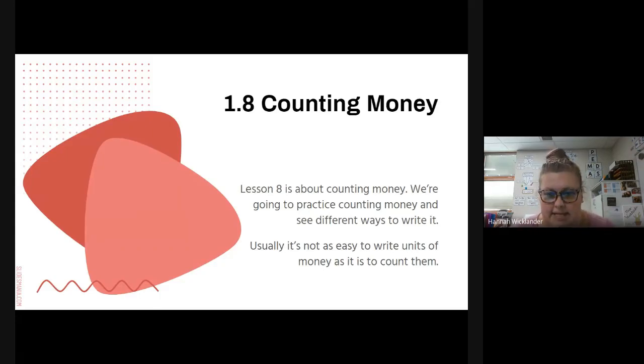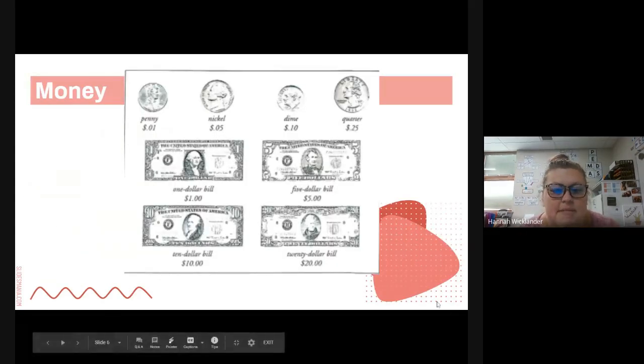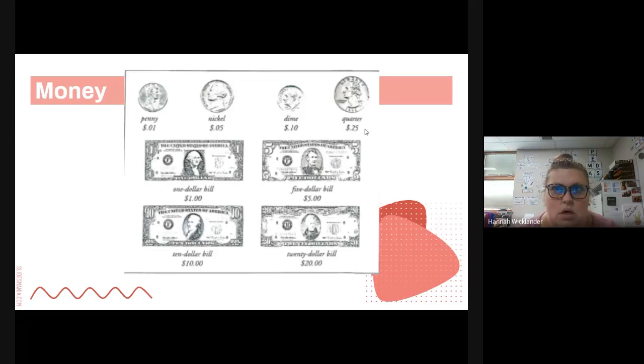But here's 1.8. Lesson 8 is about counting money. We're going to practice counting money and seeing different ways to write it. Usually it's not as easy to write units of money as it is to count them. So we're just going to work on seeing coins and bills, and then counting them and giving me a total. So here's the money. There's a penny, which is 1 cent, a nickel, 5 cents, a dime, 10 cents, and a quarter, 25 cents.